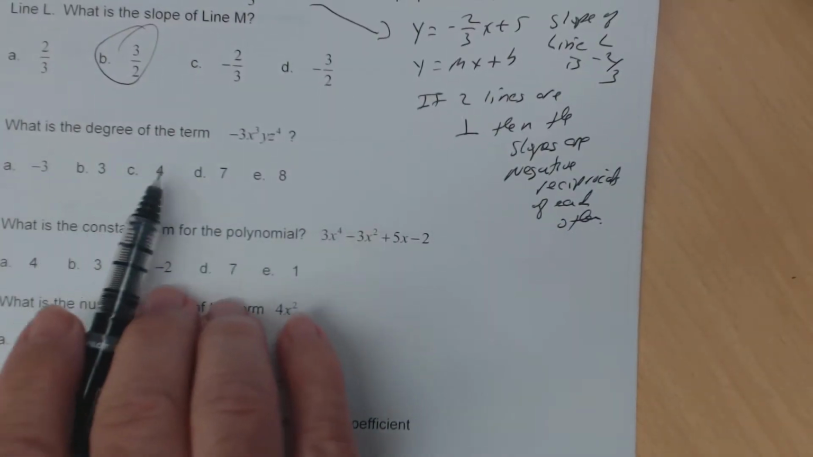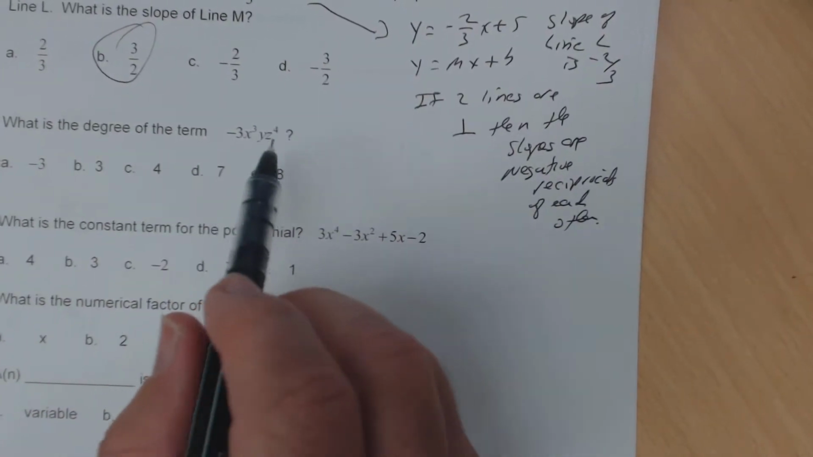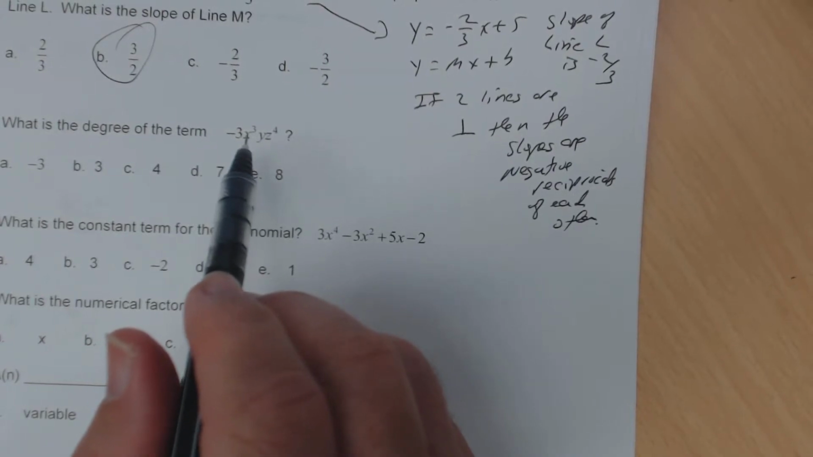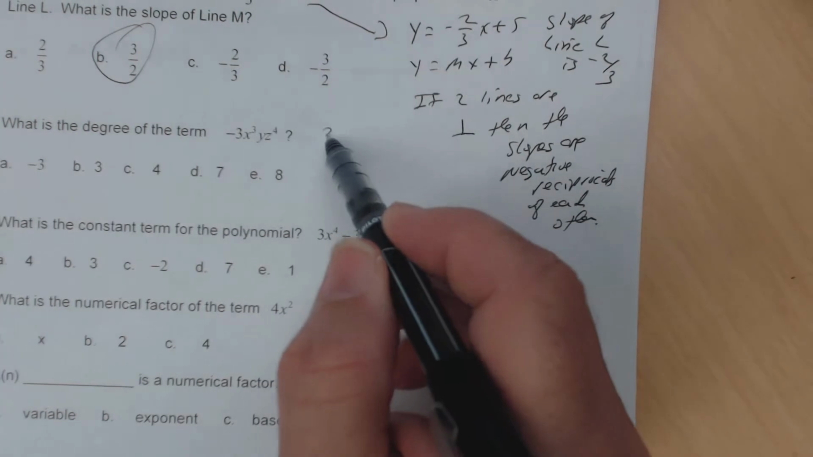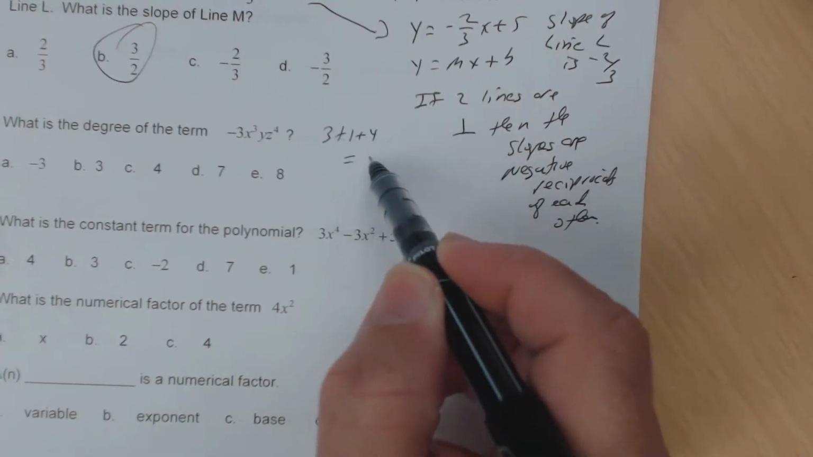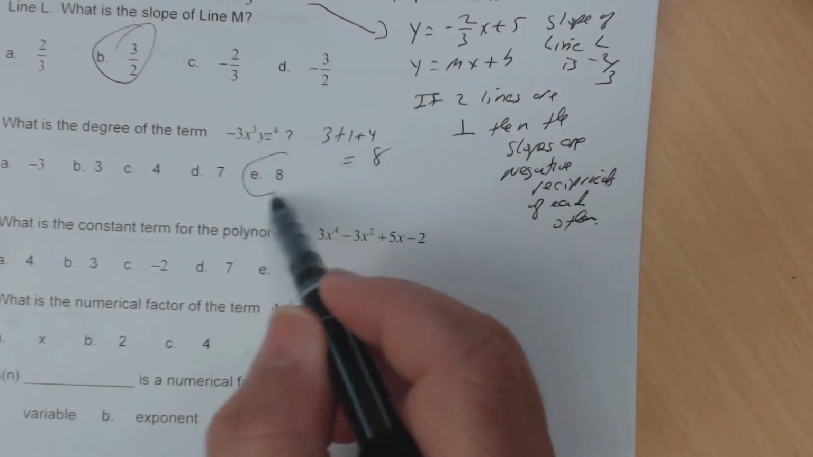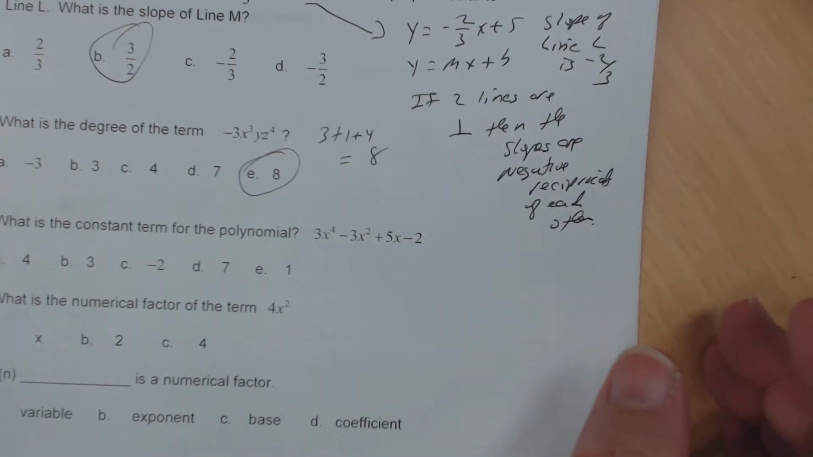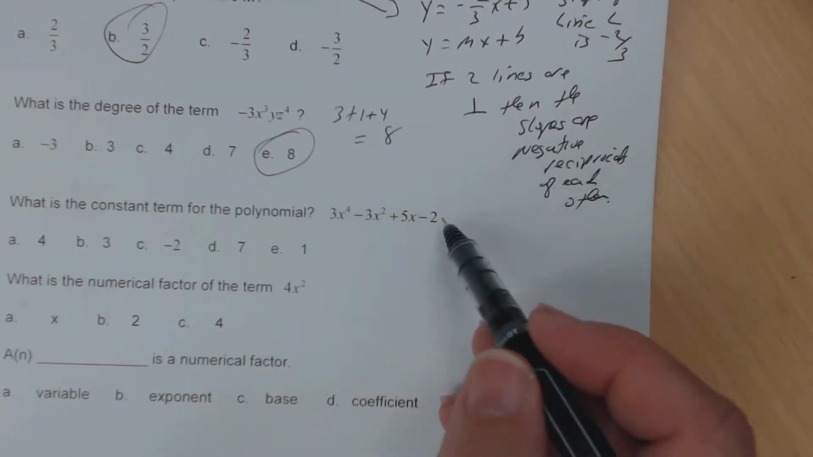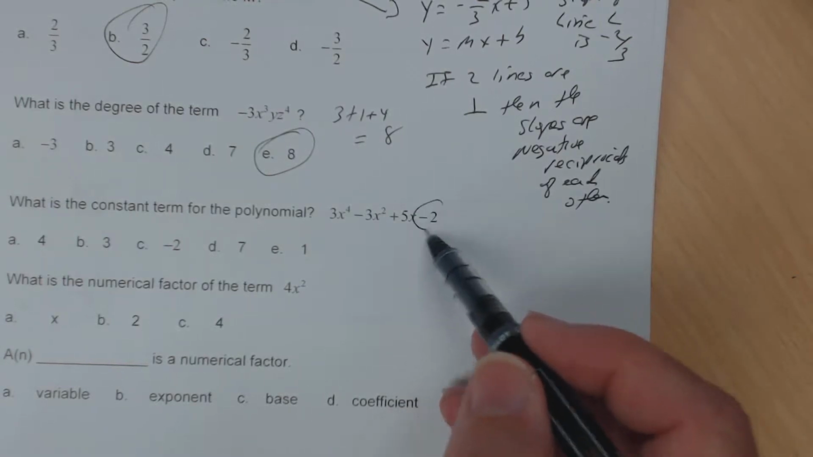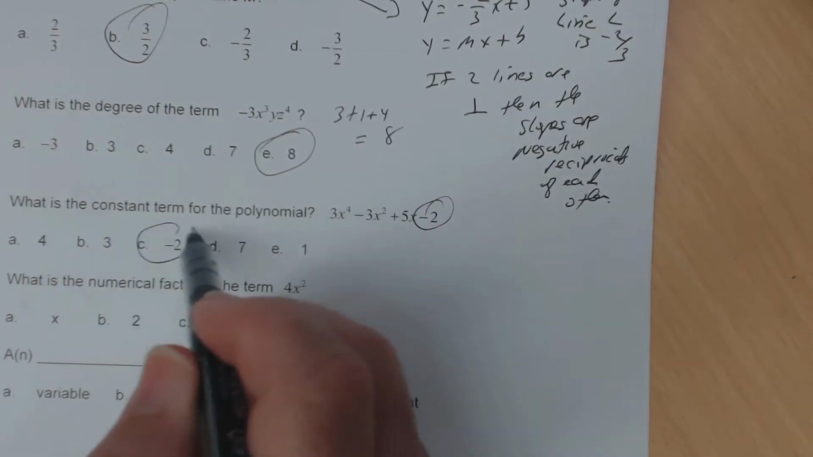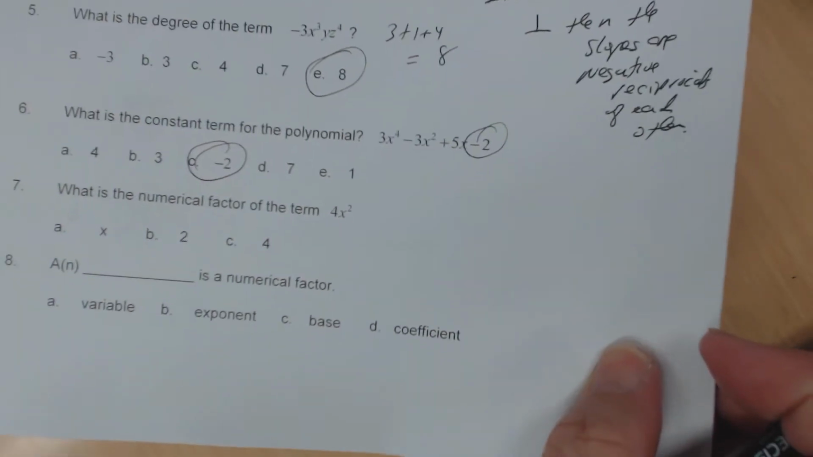Okay, now what's the degree of this term? Well, remember, to find the degree of the term, you add the exponents of all the variables. So that's 3, that's 1, that's 4. So 3 plus 1 plus 4 would be 8. What is the constant term of the polynomial? Remember, the constant term is a term that doesn't have a variable attached to it. So that would be negative 2. So it would be C.